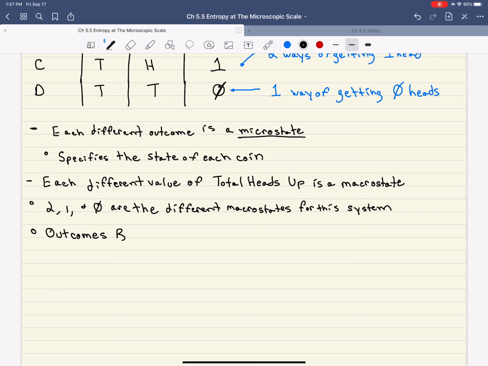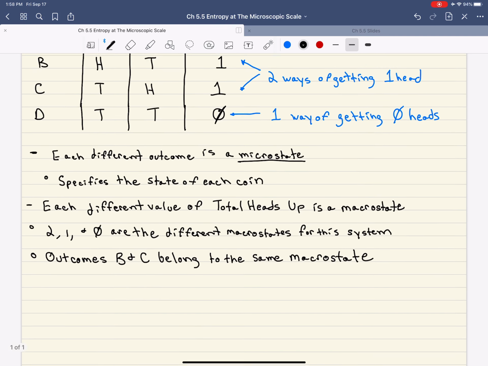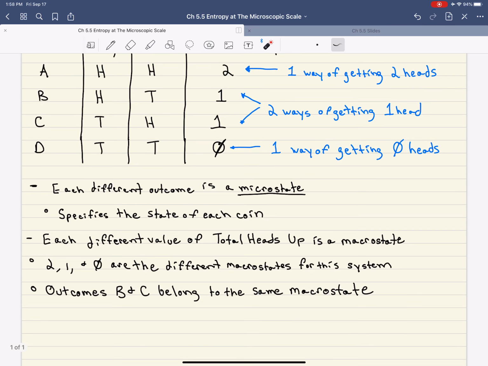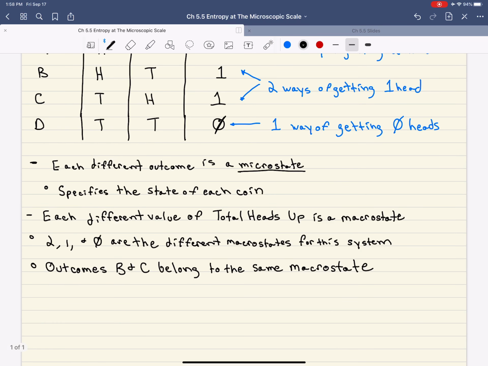Just to reiterate, both outcomes B and C belong to the same macrostate. Right? And so a microstate describes the specific state of each of the coins. And then the macrostate is just kind of like a general category that each of the different microstates can fit into. Okay? All right, so that's the difference between micro and macrostates.